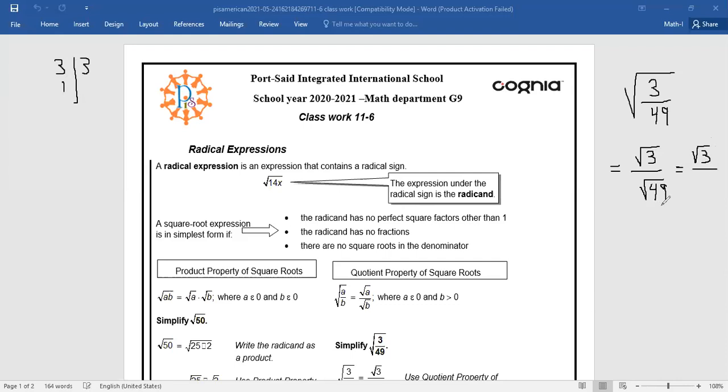Right? Now, square root 49. You can find it in the perfect square numbers. Is there any number times itself that will give us 49? Yes, it is 7. Okay, so we found the answer for the question here, which is root 3 over 49. So it will be root 3 over 7. Understood?